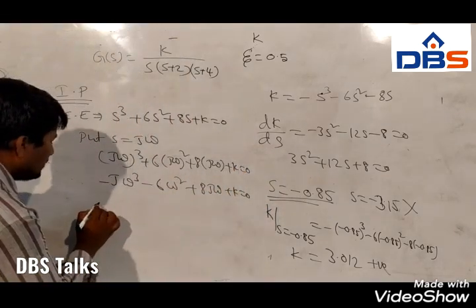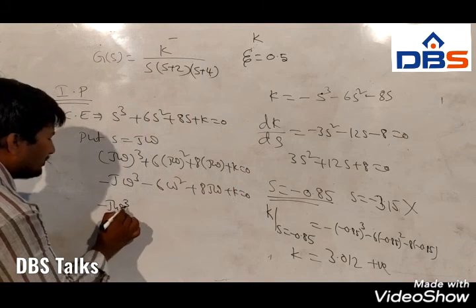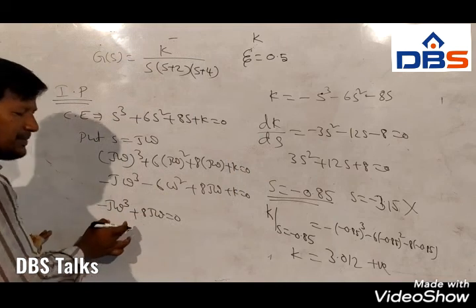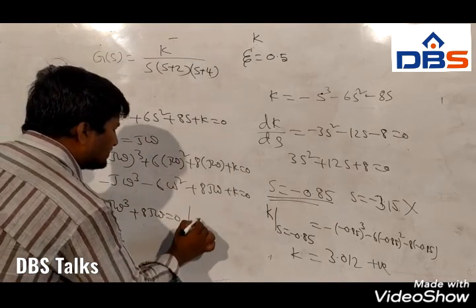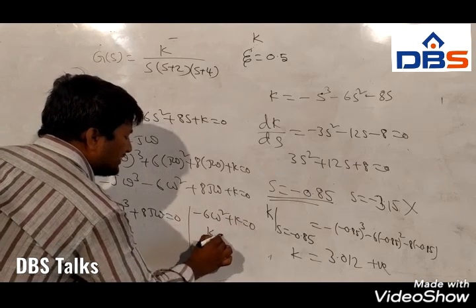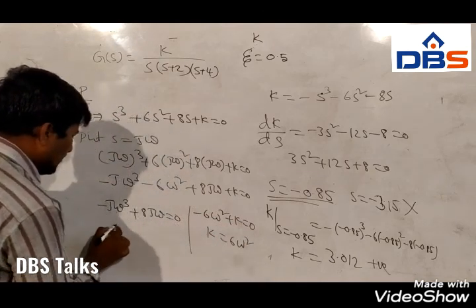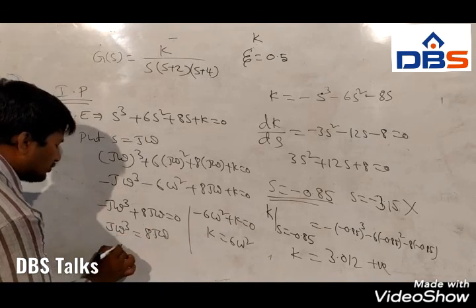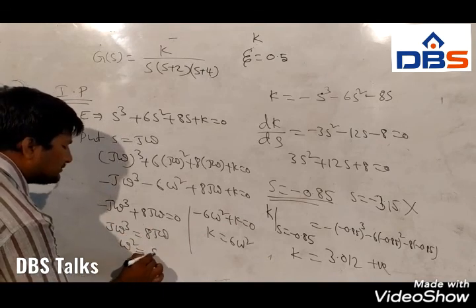Separate the real part and imaginary part and equate to 0. The imaginary part: minus j omega cube plus 8 j omega equal to 0. Coming to the real part: minus 6 omega square plus K equal to 0. Therefore K is equal to 6 omega square. And here j omega cube is equal to 8 j omega, so omega square equal to 8.